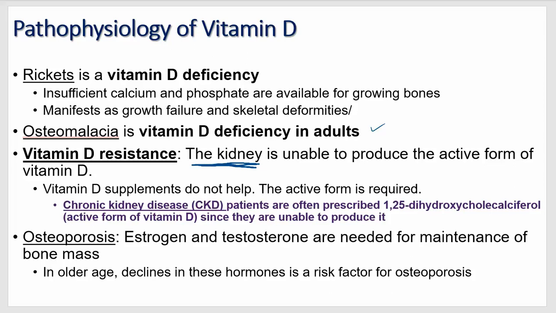All right, osteoporosis. Not sure why that's here, because it has really nothing to do with calcium. But estrogen, it's in your book though, and it's worth talking about. So estrogen and testosterone are needed for maintenance of bone mass. So in older age, declines in testosterone and estrogen are a risk factor for osteoporosis. Particularly, we see that with estrogen decline after menopause. Okay. All right, this was super long, and I apologize, but it's done.